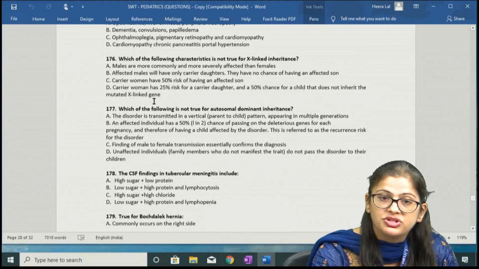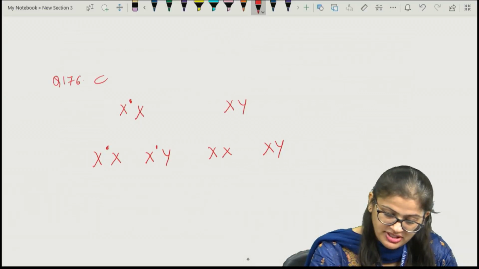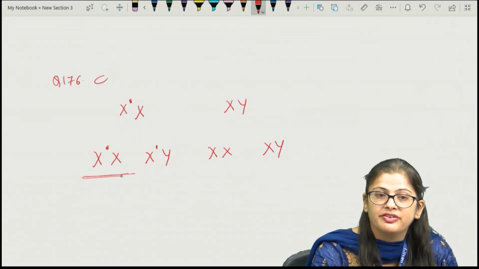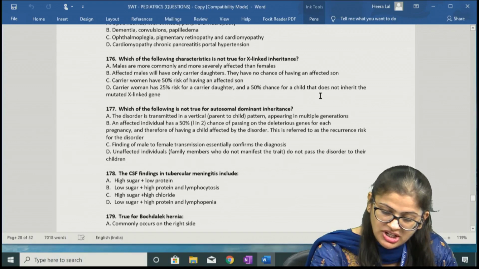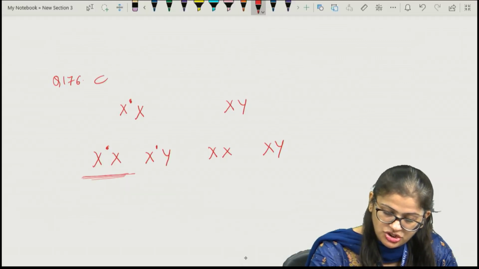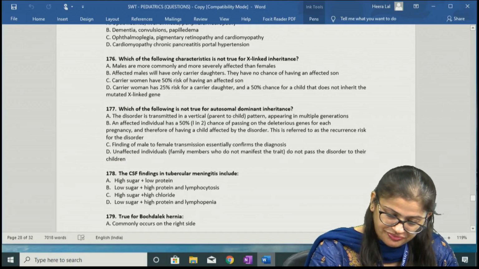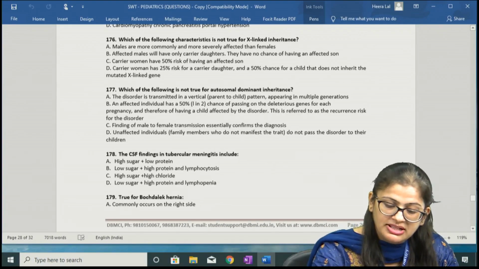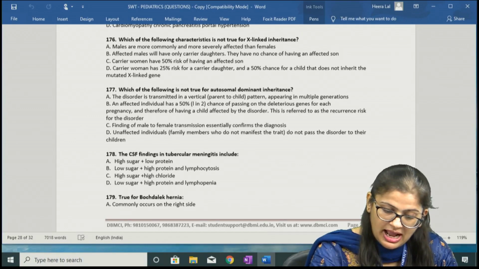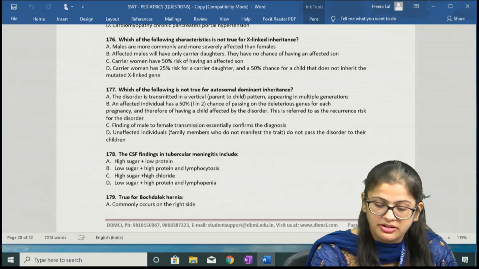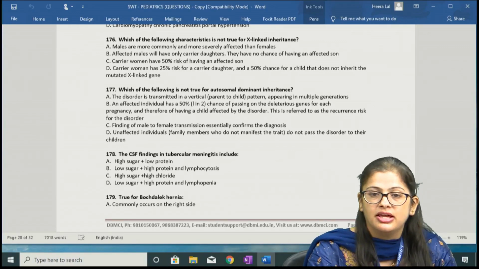So if you see option number D, the carrier woman has 25% risk of a carrier daughter. So we see that this is the 25% risk of a carrier daughter. And there is a 50% chance for a child that does not inherit the mutated X-linked gene. So 50% of children have not inherited the affected gene. And males are more commonly and more severely affected than females. That holds true for X-linked inheritance. And also the affected males will only have carrier daughters. They will have no chance of having an affected son. So option number C is the correct answer.